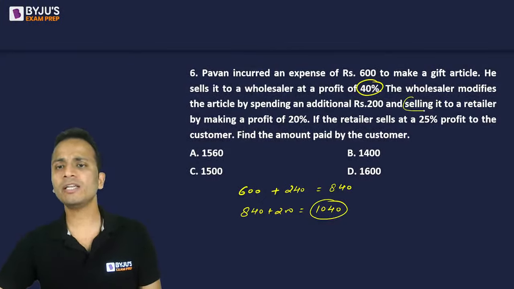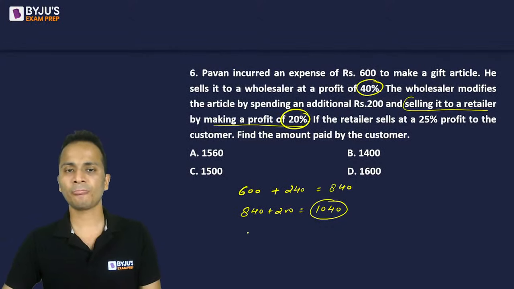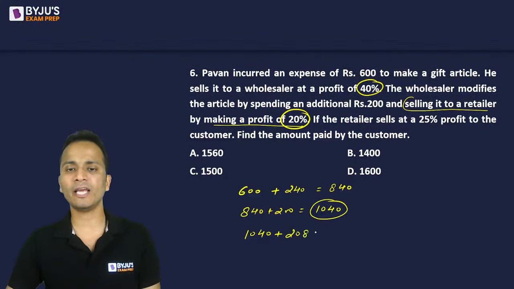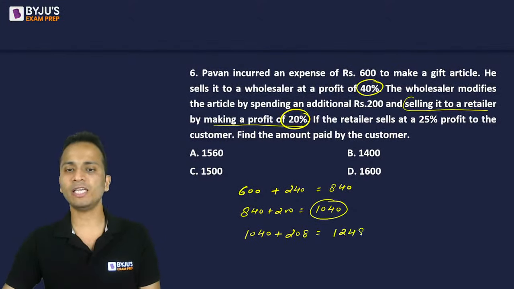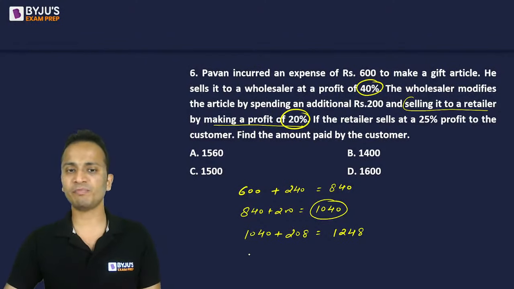And the wholesaler now sells it to the retailer making a profit of 20%. So 1040 का जो आर्टिकल था उस पे 20% का प्रॉफिट हो गया. Now 20% of 1040 is 208. So now this article is sold at 1248 rupees. Okay. Now, if the retailer sells at 25% profit to the customer, so now another 25% profit.